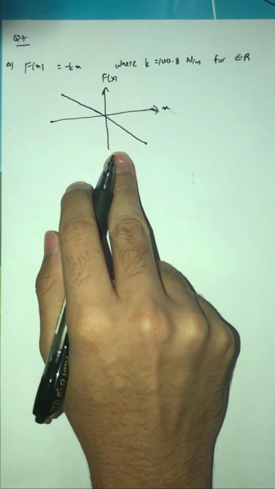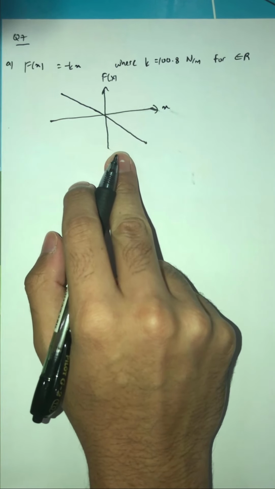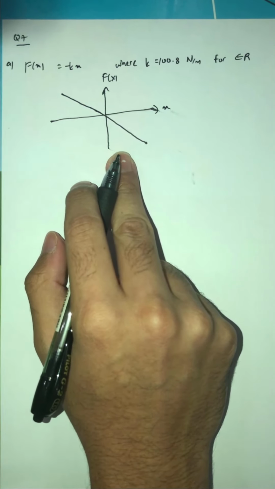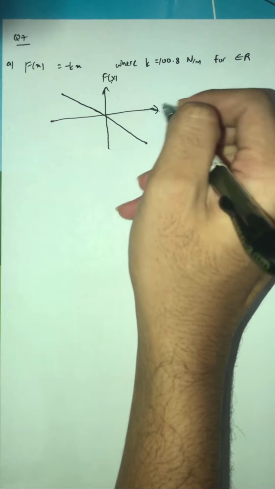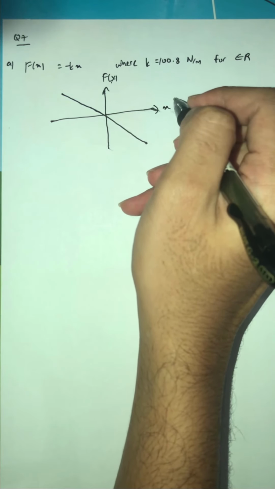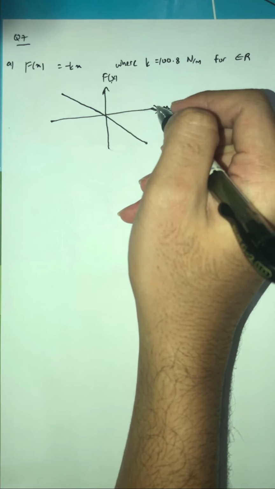Now, does every value of f(x) always have a value of x? Yes, right? For every f(x) there is the corresponding value of x. So this is onto, right? This goes to negative infinity, this goes to infinity, right? So this is a linear line, of course it is onto.